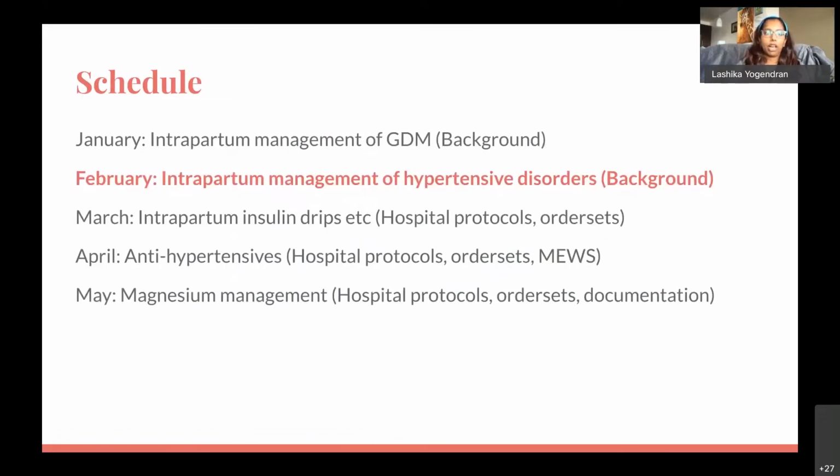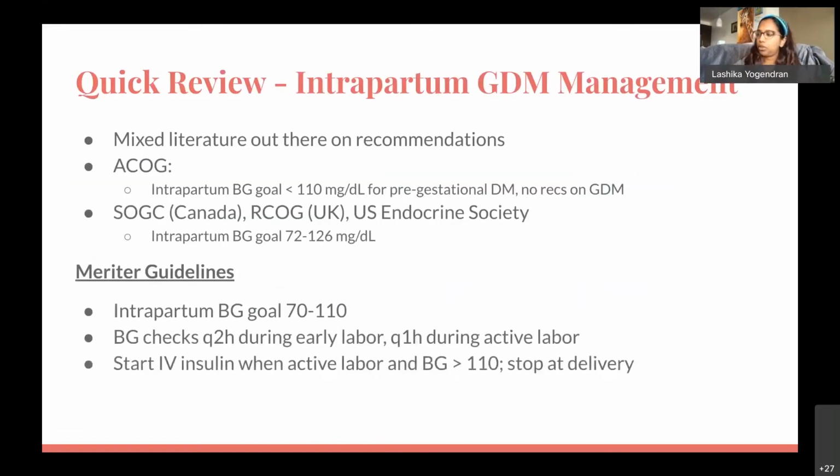So, moving on to our schedule. Today, we'll be talking about hypertensive disorders. I chose to focus more on blood pressure control specifically, which we'll talk about in a little bit. For March, we'll be going over the management of insulin drips intrapartum, the hospital protocols and order sets, doing order sets for antihypertensives in April, and then May is the big kahuna where we'll be talking about magnesium and that sort of thing.